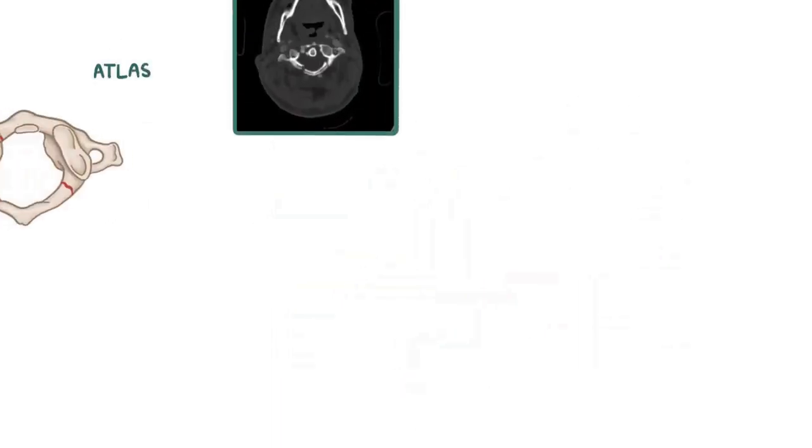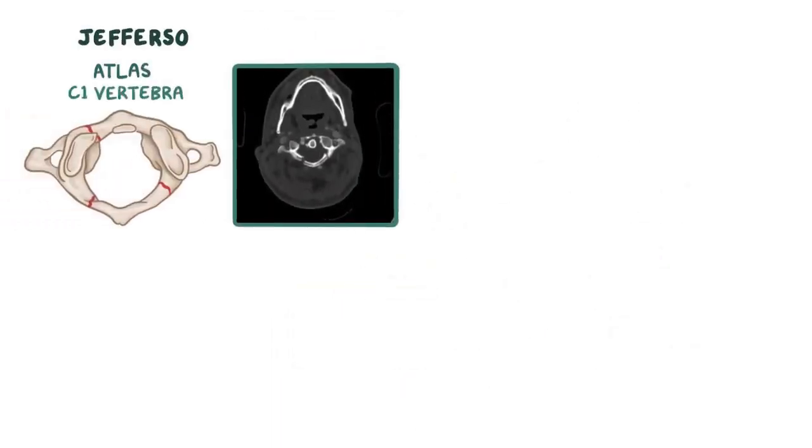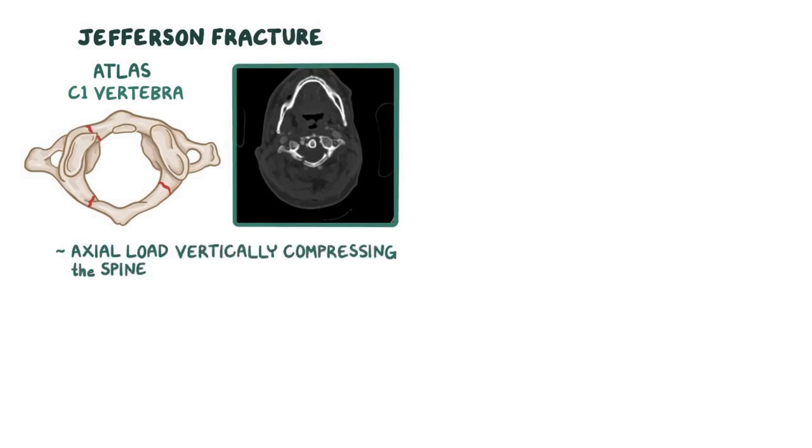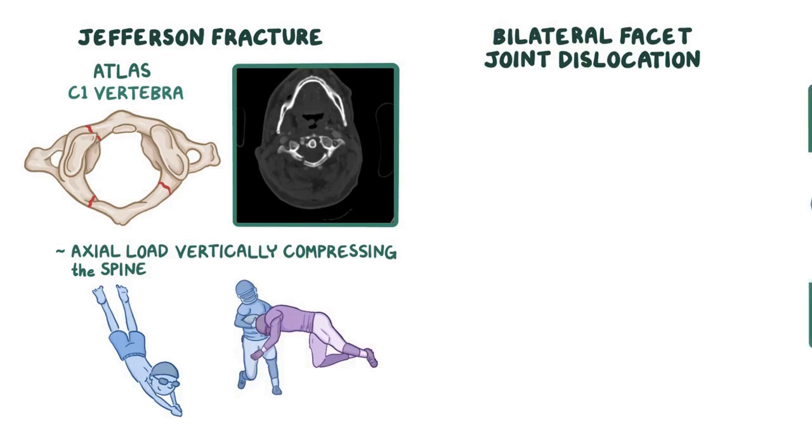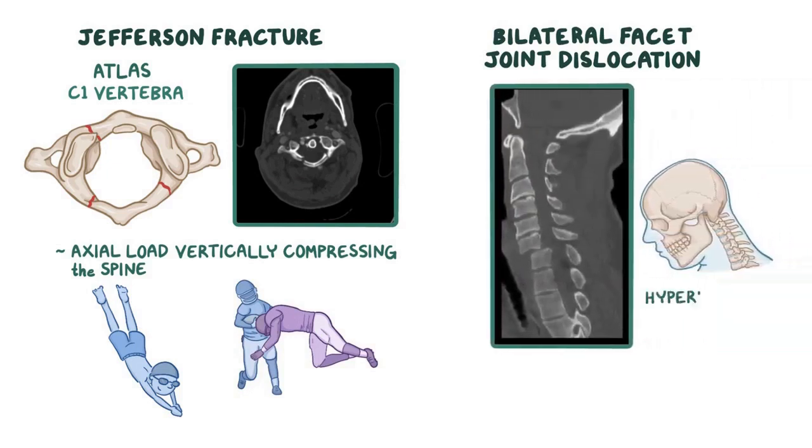Fracture of the atlas, or the C1 vertebra, is called a Jefferson fracture, and results from an axial load vertically compressing the spine, such as a diver diving in head first, or a football player spearing another. Bilateral facet joint dislocation is also an unstable cervical spine injury that results from hyperflexion of the spine.